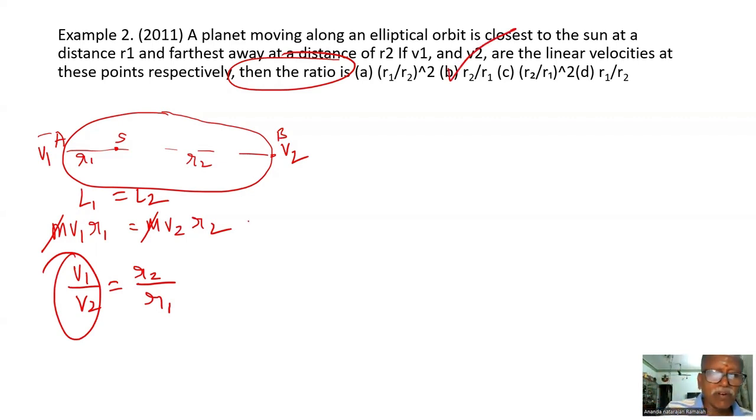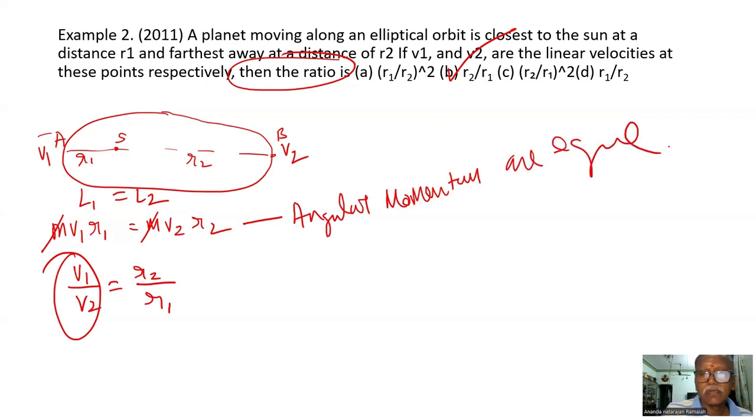So what is the point? The logic is that angular momentums are equal. M V1 R1 equals M V2 R2, where M is the mass of the planet.